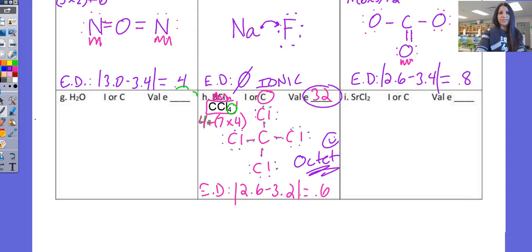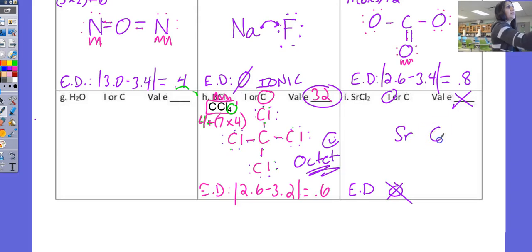So what do we do? Well, automatically, no valence electrons, ED, nope, don't do it, okay? I'm actually just going to X that out. We're not doing it. So what we're going to do is arrange, and we're going to circle that it's ionic. It's automatically ionic, metal and nonmetal. So now I'm going to put the one that I have less of in the middle. So Sr goes in the middle, and then the 2 Cls are going to go on either side.